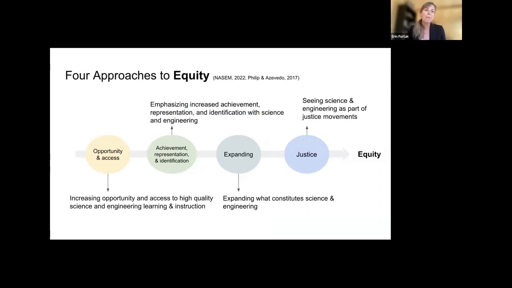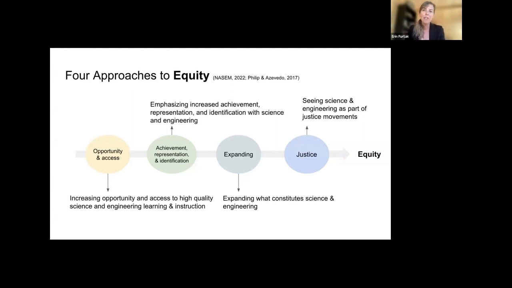The first approach is what we're calling opportunity and access: increasing opportunity and access to high quality science and engineering learning and instruction through the design of tasks in particular ways or certain types of classroom practices. The second approach is focusing on increased achievement, representation with science, and identification with science and engineering.